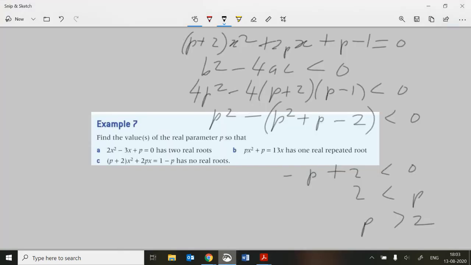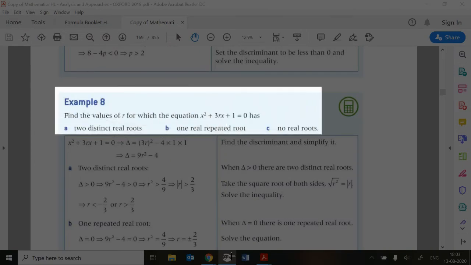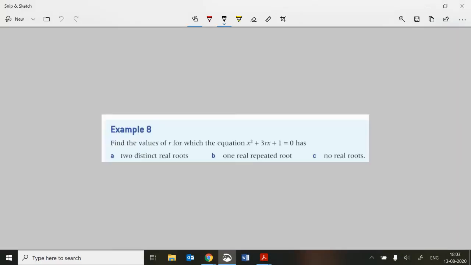Okay, last question before we get to the exercise on this one. So we've got example 8, and example 8 is saying find the values of r for which this equation has, so it's very similar to the previous question, 2 distinct real roots, 1 real repeated root, and no real roots. Okay, so 2 distinct real roots. So we need to say then in part A that b squared minus 4ac is greater than 0. So it's very, very similar to the question. I'm just wondering why they put this one in here, really.